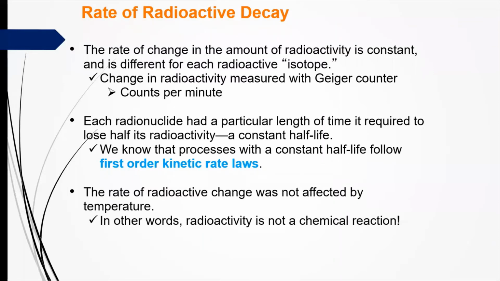Okay, this is our second lecture for nuclear chemistry. And today we're going to talk about the rate of radioactive decay. Now, the rate of radioactive decay is the same as our first order kinetics law. The reason this happens is the rate of change is the amount of the radioactivity is constant, and it's different for each of those isotopes. So this is how much of that material is going through a decay process.